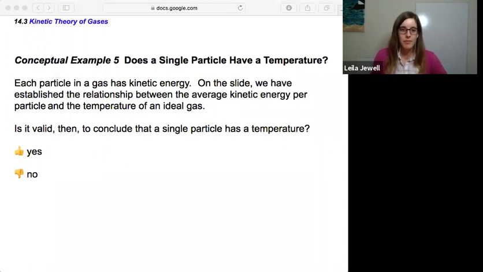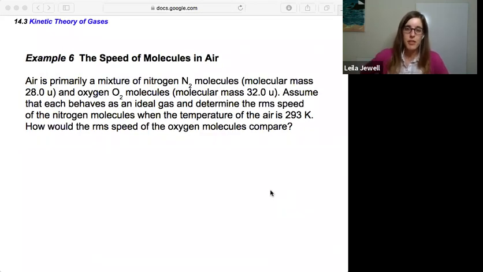All right. Let's see an example of the speed of molecules in air. This is cool. Air is primarily a mixture of nitrogen, N2 molecules, molecular mass 28 u, and oxygen, O2 molecules, molecular mass 32 u. Assume that each behaves as an ideal gas and determine the RMS speed of the nitrogen molecules when the temperature of the air is 293 Kelvin. How would the RMS speed of the oxygen molecules compare?